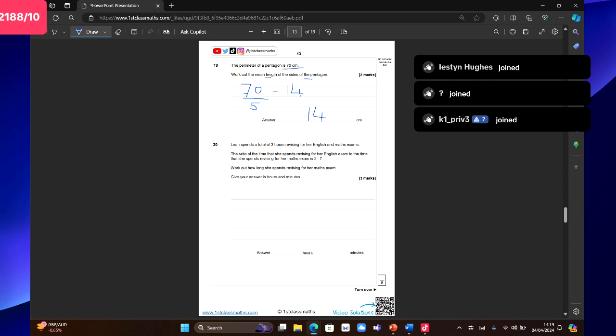Question number 20. Leah spends a total of 3 hours revising for her English and maths exam. The ratio of the time that she spends revising for the English exam to the time that she spends revising for her maths exam is 2 to 7. But she spends 2/9 of her time revising for English and 7/9 of her time revising for maths. Work out how long she spends revising for maths. So I'm going to work out 7/9 of 3 hours, but let's convert that into minutes.